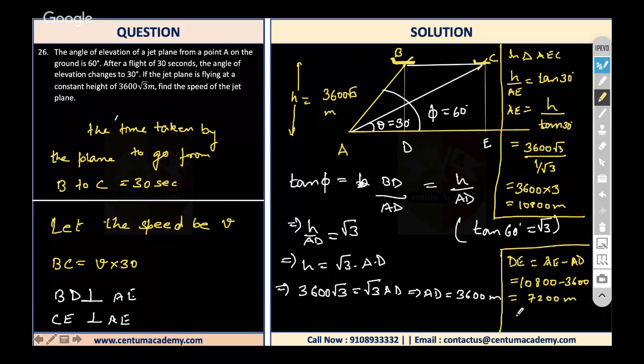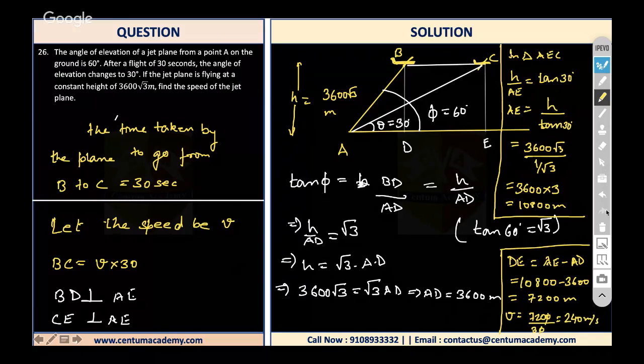Now v is nothing but distance upon time. I would have written all the steps as well, but just to illustrate, because of paucity of space here, 7,200 meters was traveled in 30 seconds. So hence it is 240 meters per second. This is what the speed is. So this is how you have to solve. I hope you guys are getting the approach and how to solve questions.